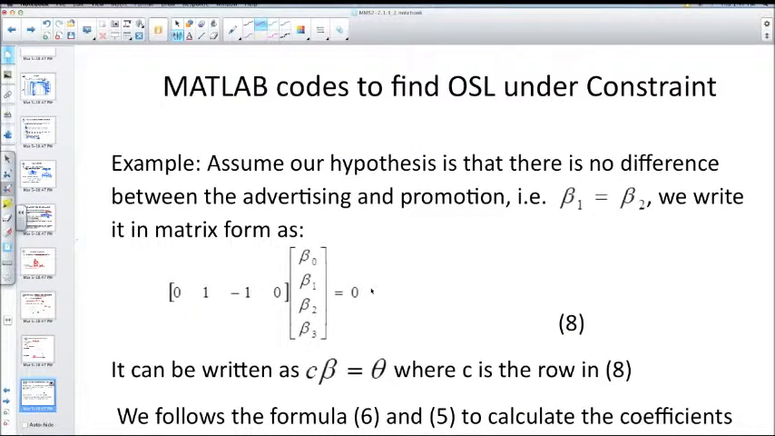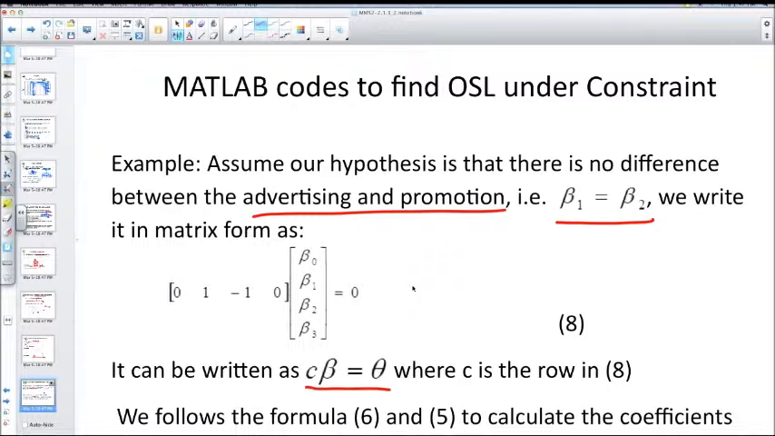Well, let's look at the example again. In the relationship between the advertising and promotion to the sales, if I make the assumption that the advertising and the promotion have no difference, then you get an equation here as a constraint. That's beta 1 equals beta 2. If we multiply, that's nothing. Beta 1 minus beta 2 equals 0. And then your theta is 0 in this case.